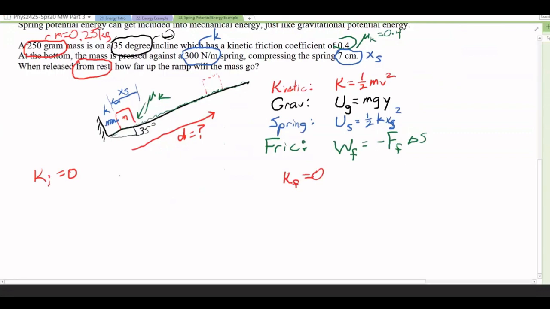So let's see what we can say about gravity. U sub g initial is, let's call that 0. Let's say that our object starts at the 0 point as far as gravity is concerned, and we're implying the initial y sub i is equal to 0.